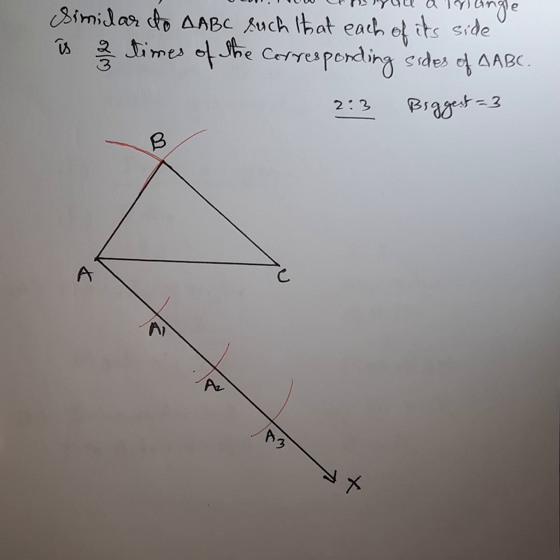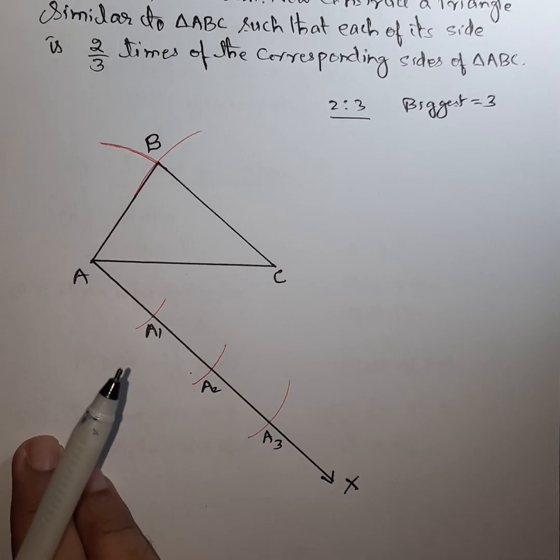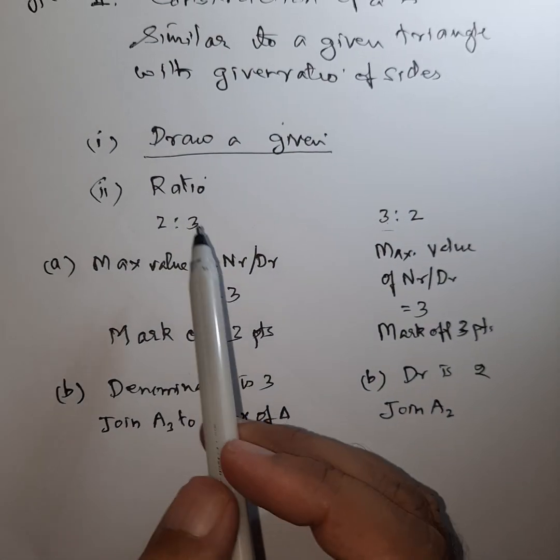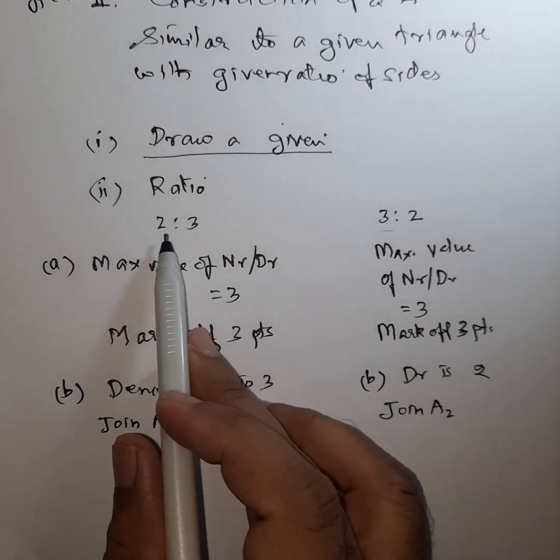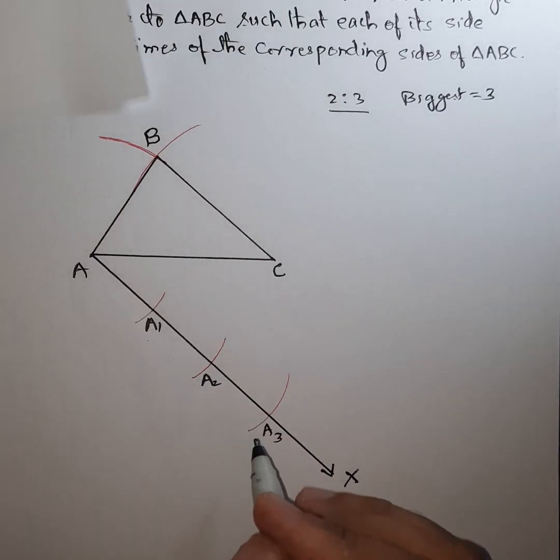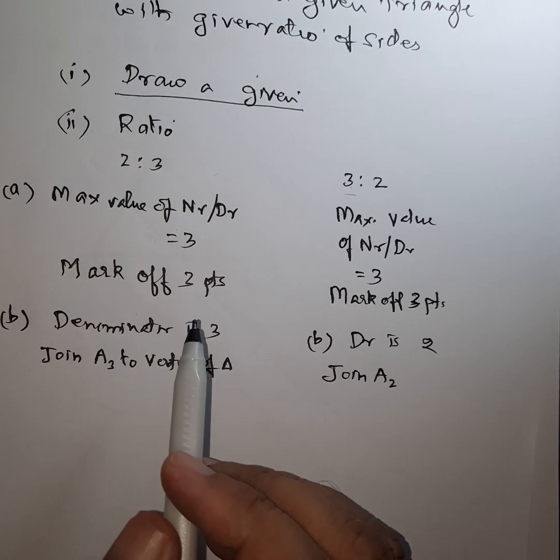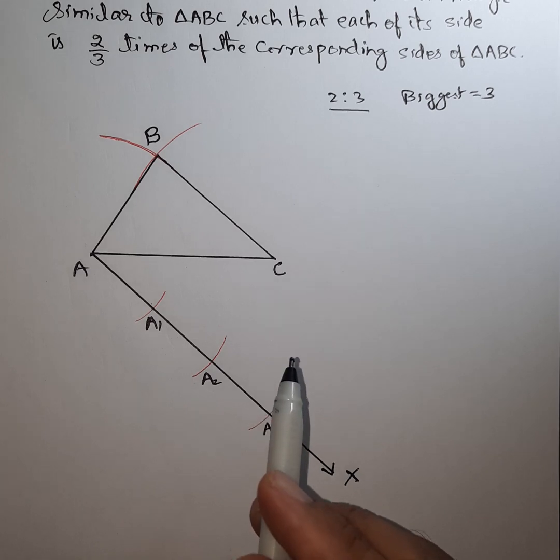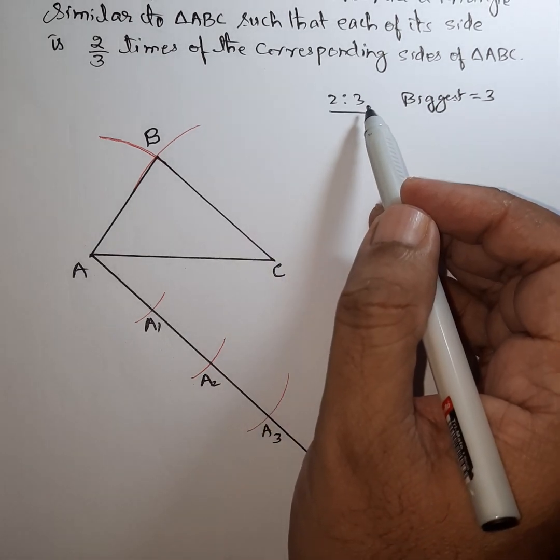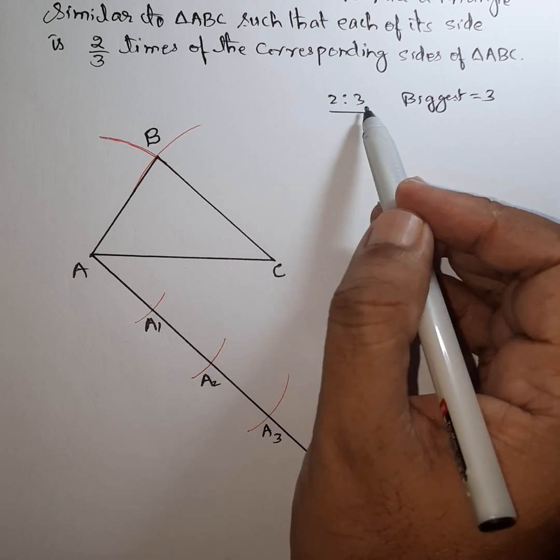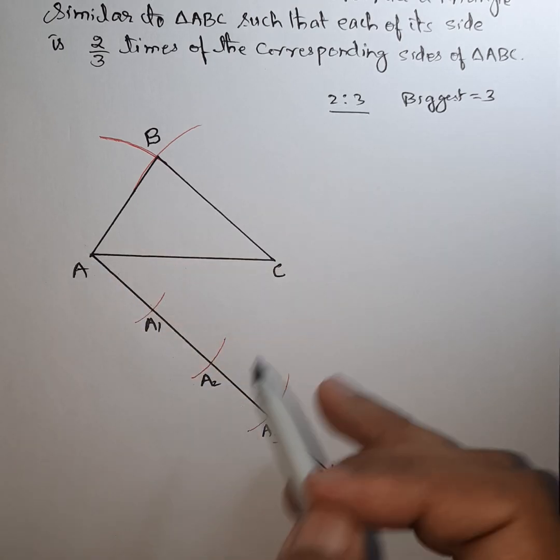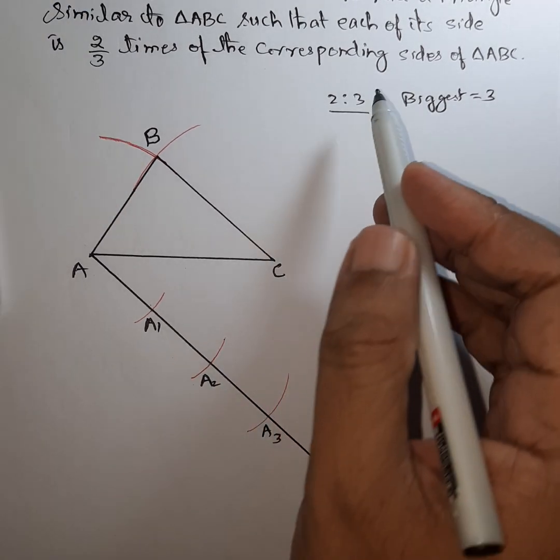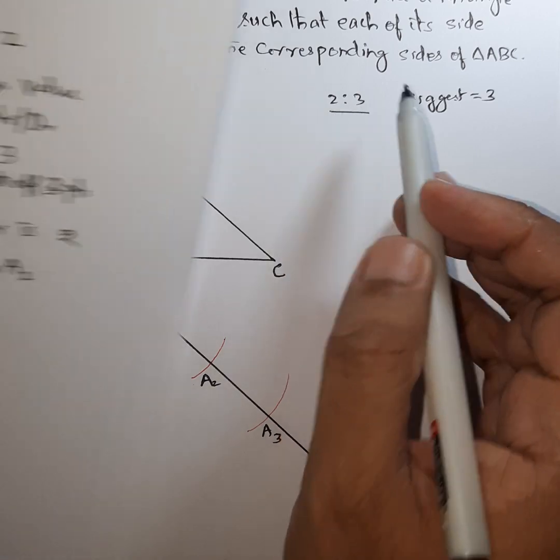Now, as I told you, the second point about drawing, you have to remember: number 1, which is the maximum value out of the numerator and denominator? 3. So we have to mark 3 points. Then you have to remember, because in the previous part 1 we did the division of a line, but in that case we added 2 plus 3 and divided into 5 parts. Here it is different.